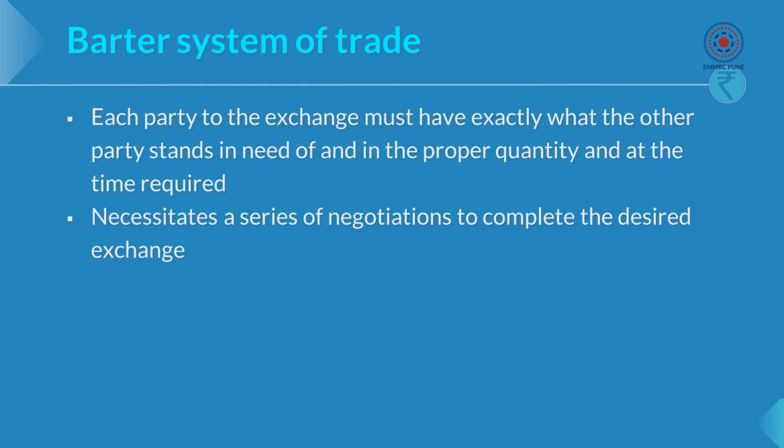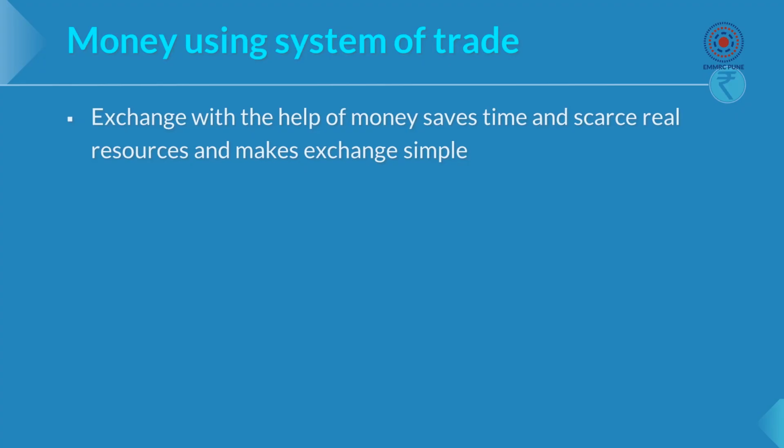Barter system of trade necessitates a series of negotiations to complete the desired exchange. Each individual involved in the exchange must accept payment in form of goods, consume the required amount he wants and store the remaining or try to sell the excess to someone who is in need of the same good and ready to do the same. Instead of exchanging goods, exchange with the help of money saves time and scarce real resources and makes exchange simple.